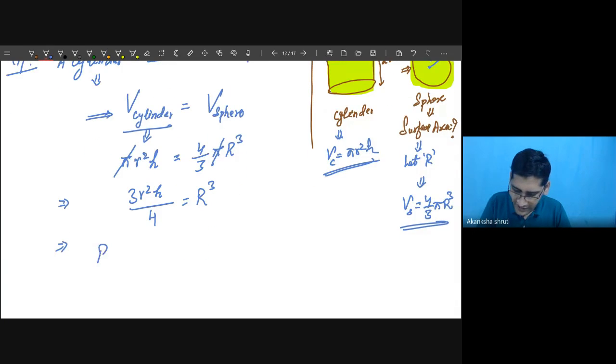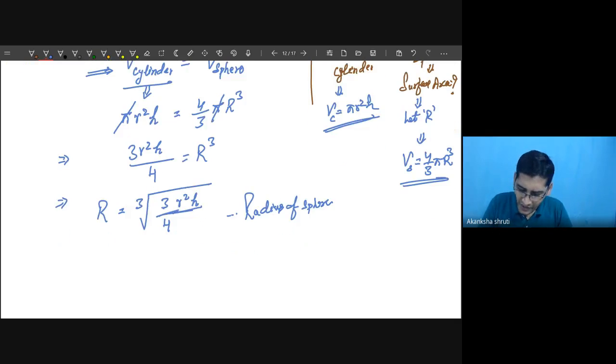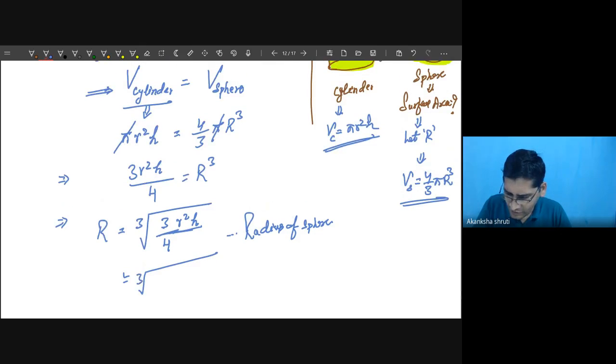Or even the R cube, the radius of a sphere, bringing this to the right hand side, we remove this cube as the cube root of 3 by 4 r square h. It is the cube root that we have to take care of. So this is the radius of a sphere. This thing we have to keep in mind. Go for substitution of the given data. It is the cube root.